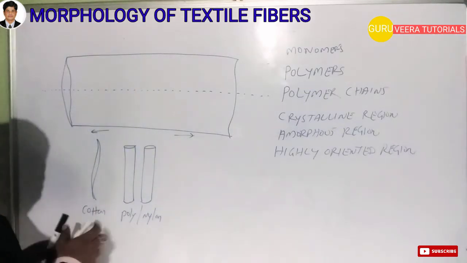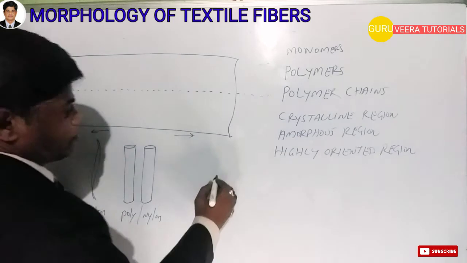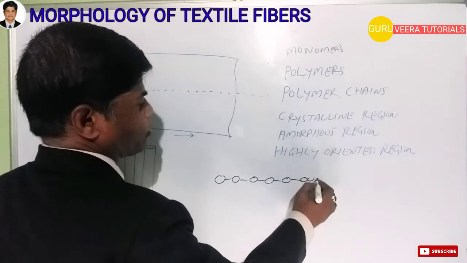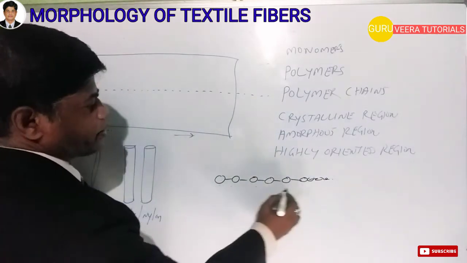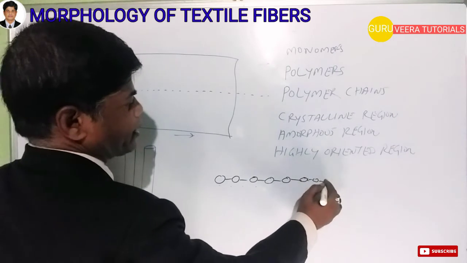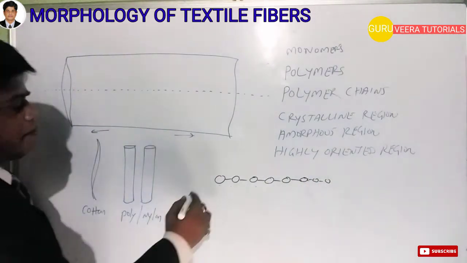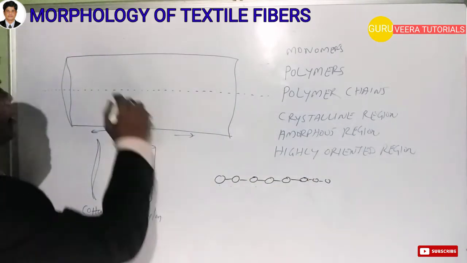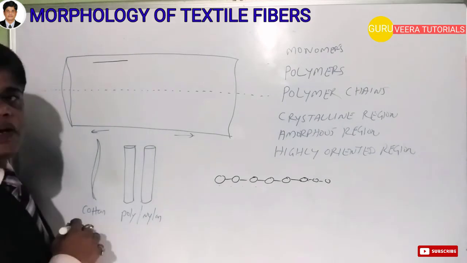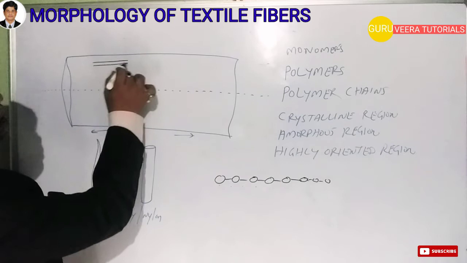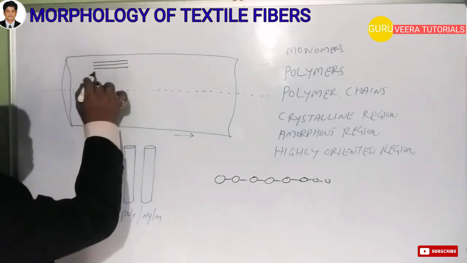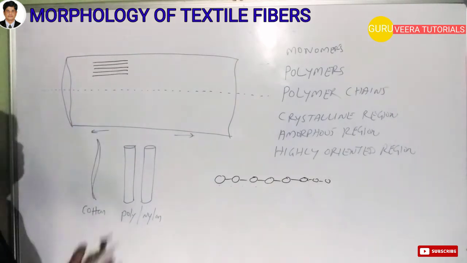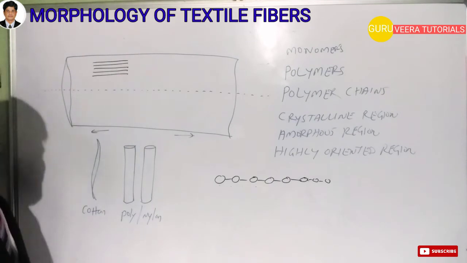Here, crystalline region. I am writing here. And directly I am going here. This is one monomer. This is one monomer, monomer, monomer, monomer, monomer. Okay. All individual monomers are connecting together and making one polymer chain. A number of monomers together form one polymer chain. Okay. Here one polymer chain is there. This is one polymer chain. How many polymer chains are there? There are 5 polymer chains. They are bound together.